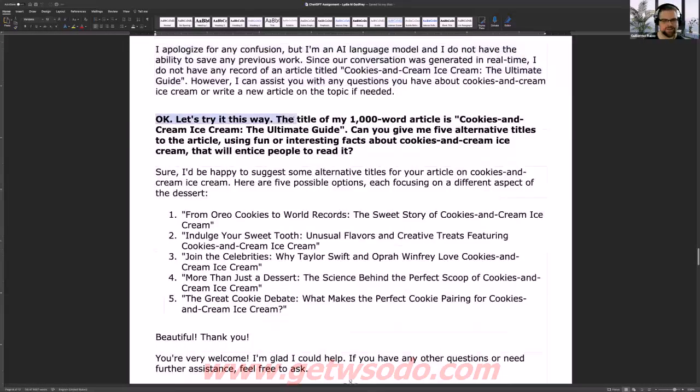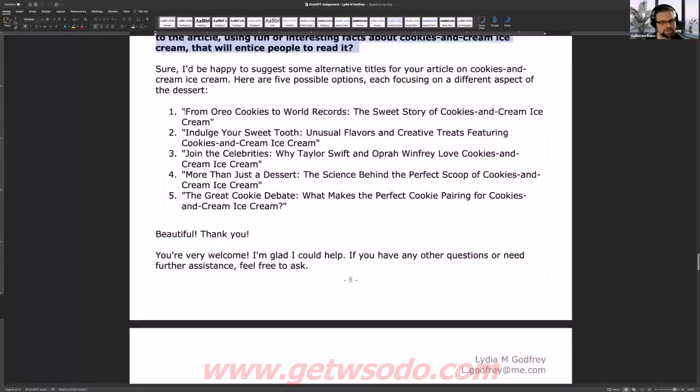So she says, okay, let's try it this way. The title of my 1,000 word article is Cookies and Cream Ice Cream, the Ultimate Guide. Can you give me 5 alternative titles for the article using fun or interesting facts about cookies and cream ice cream that will entice people to read it? And so it gave her 5 titles. Okay, great.